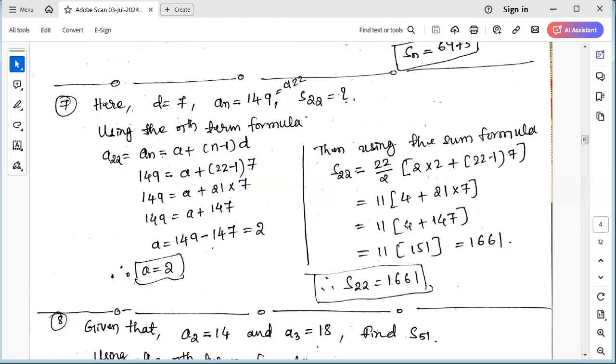This is equal to 11 into the bracket 4 plus 147, and this is equal to 11 into 151, since 4 plus 147 is 151. So 151 into 11 is 1661. So therefore the sum is 1661. So in this way the problem 7 is solved.